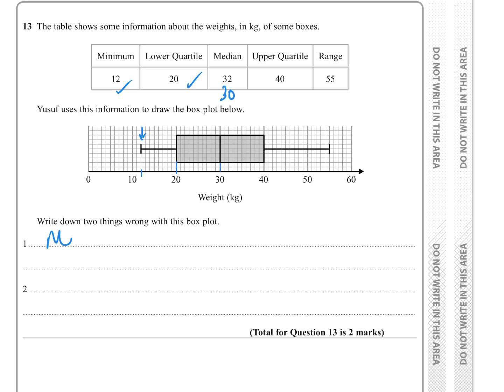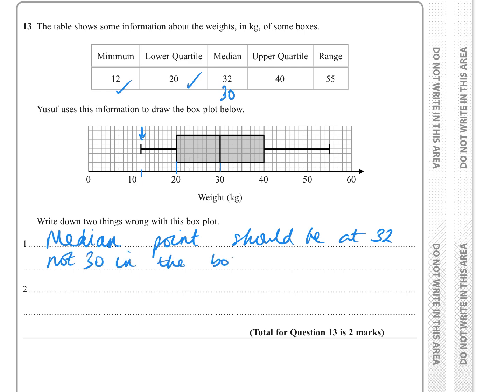So the median point should be at 32, not 30 in the box plot. And then what else have we got here? The upper quartile, yep, that's at 40.